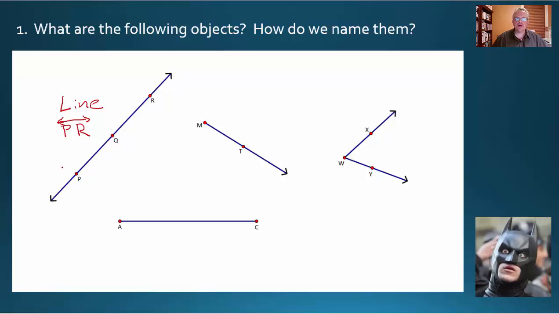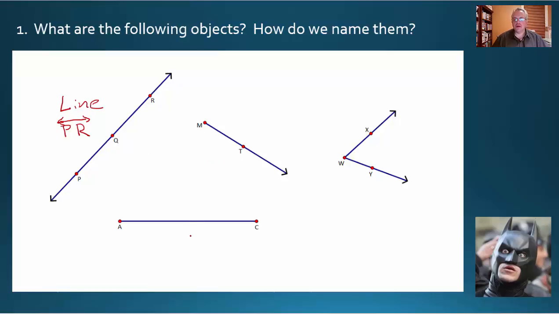This first object here, I already have it written down, is a line. It goes on in both directions forever. To name a line, you use any 2 points on the line. So I picked points P and R. You write PR and then you put the line symbol above it. Notice that the line symbol matches the shape. It has 2 arrows on the ends.